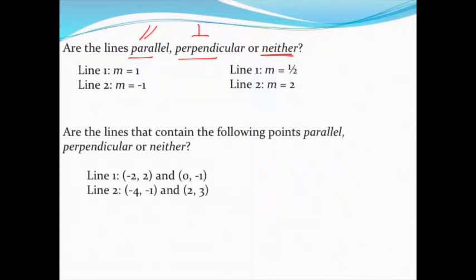So first up, they've given us two slopes. M is slope. I can see my slopes are 1 and -1. So they're not going to be parallel because they're not the same number. To be perpendicular, remember, they need to be opposites, which they are. I have a positive and I have a negative, so that's good. And then we also check if they're reciprocals.